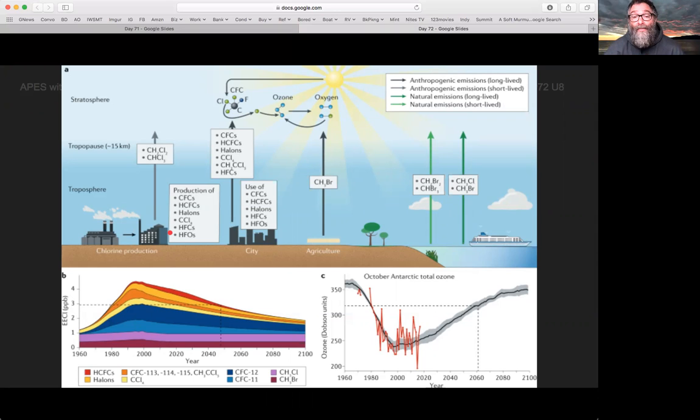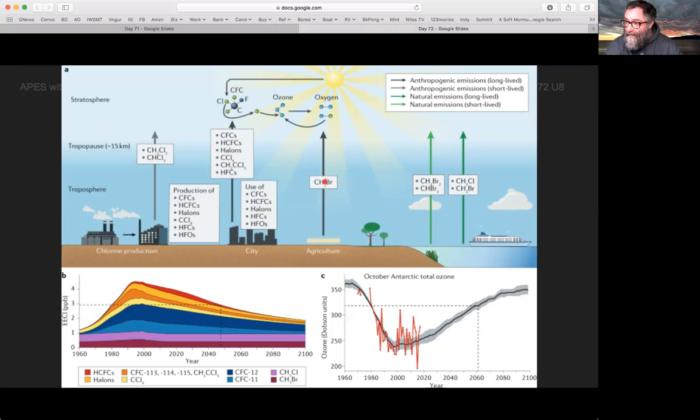And for methyl bromide, you should know that it's first of all naturally occurring. And also humans add it in agriculture, especially in Santa Barbara County. I believe we're the world's largest emitter of methyl bromide.